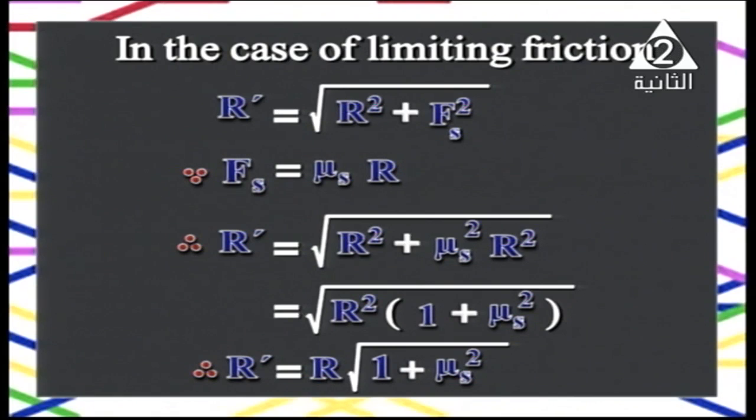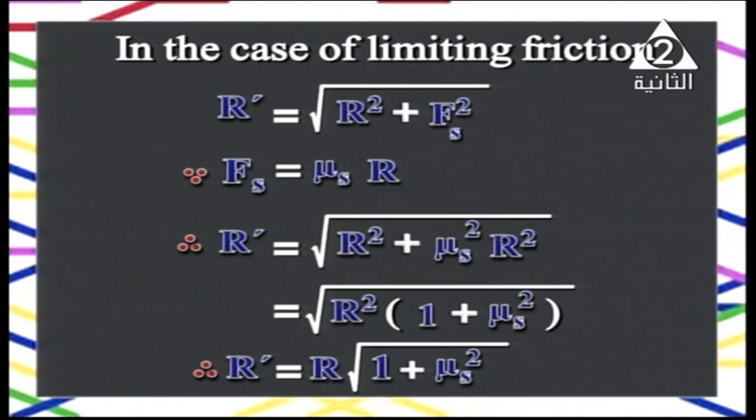This is the relation between R dash and R. R dash is called the resultant reaction, R is the normal reaction, and mu s is called the coefficient of static friction. Then remember, this rule is very important: R dash, or resultant reaction, equals R multiplied by the square root of 1 plus mu s squared.